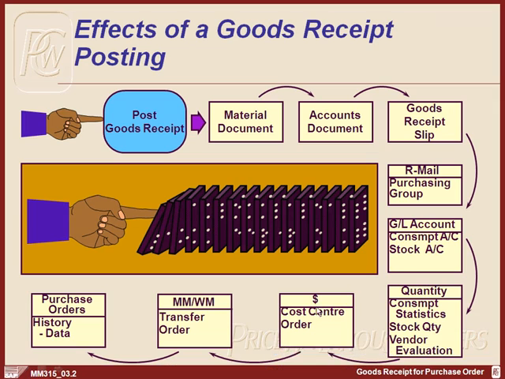Now let me take you back to the slide. You see here, stock quantity gets updated. If it's a consumable material, even the consumption statistics will get updated. Then in case you are doing it with reference to a cost center, the cost center order will get updated. A transfer order will be triggered provided your WM module is integrated with the MM module.